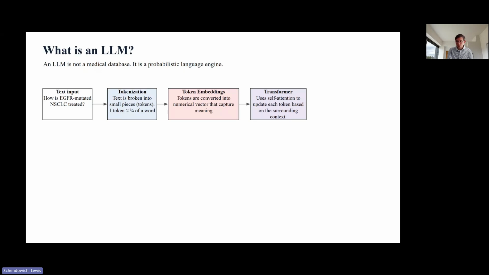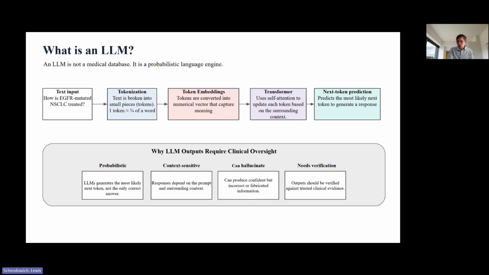So basically, the model recognizes that EGFR, non-small cell lung cancer, and treated are connected, and that the question is asking about therapy for a specific molecular subtype of lung cancer. The model then assigns a probability to the next possible token. It selects one, adds it to the sequence, and like we said before, it just repeats this process over and over again. Clinically, this creates several important limitations.